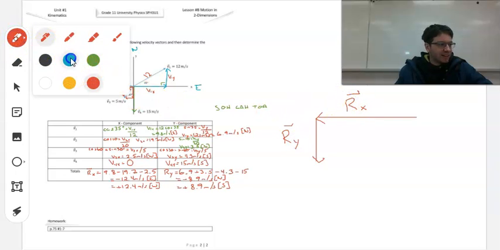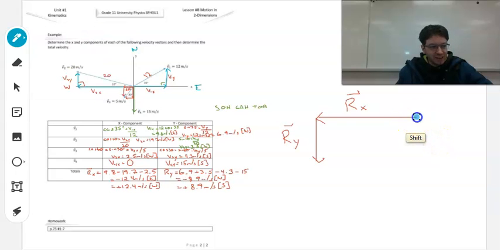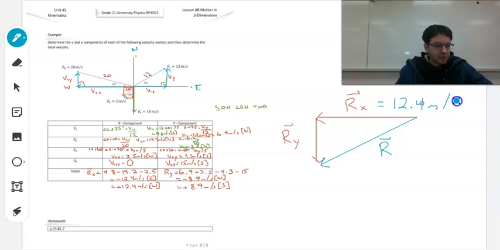Then our resultant vector is going to go from the tail, so our starting point, to the tip of our next vector, the ending point. So this is the vector we're looking for, which is v total. Now we know what Rx is. It has a magnitude of 12.4 meters per second, and we know what Ry is. It has a magnitude of 8.9 meters per second, and of course your x and y components are at 90 degrees to each other. So if we want to find the magnitude for R, we're going to use the Pythagorean theorem.